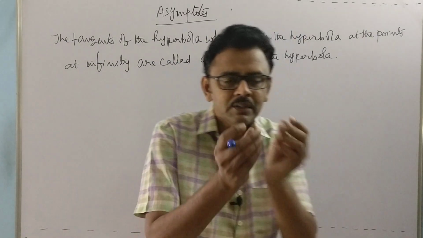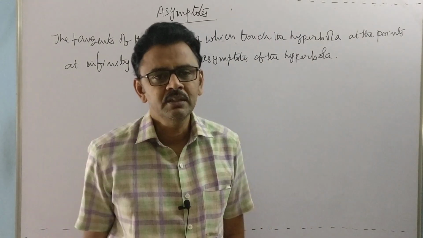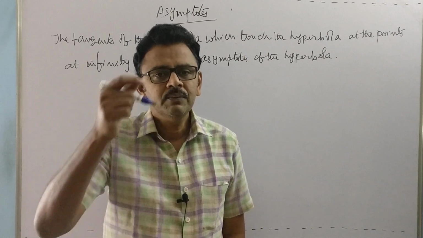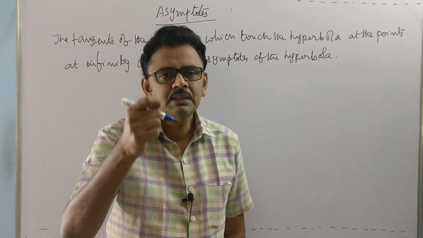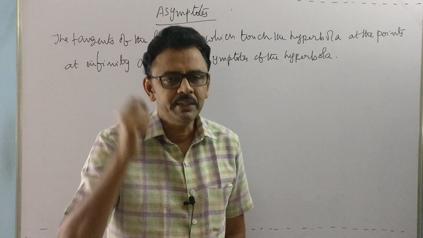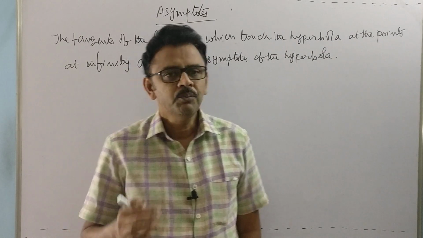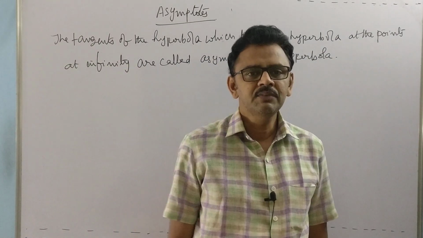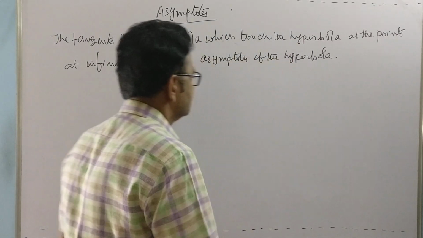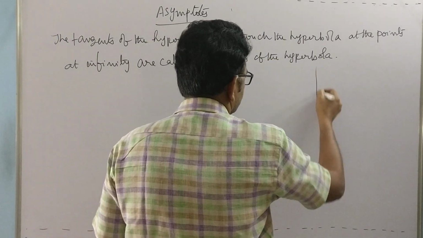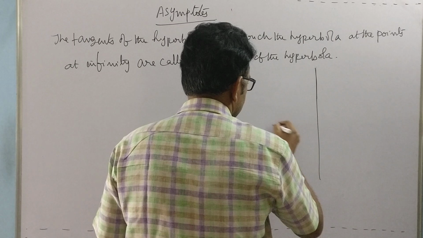That means the point of contact tends to plus or minus infinity. Actually, what does point of contact mean? The tangent means it touches exactly at one point. So if the point of contact tends to plus or minus infinity, then the lines are called asymptotes of the hyperbola.